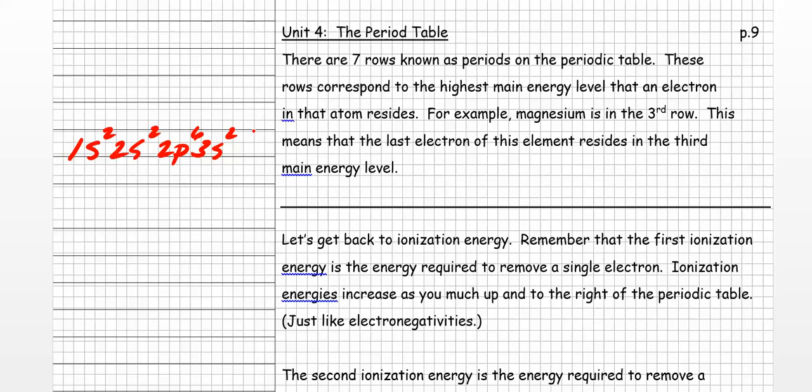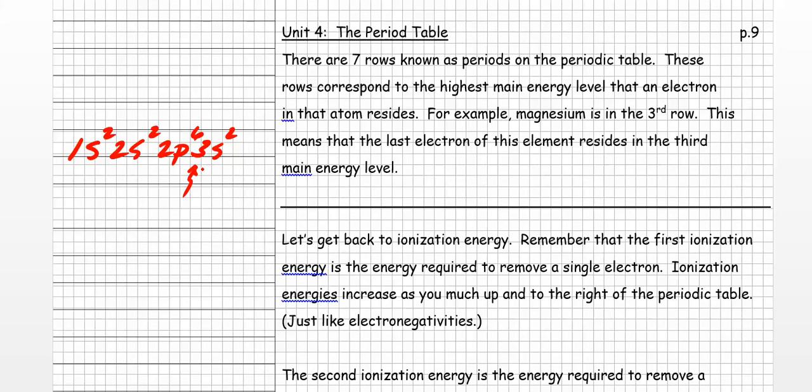So what do we now know? We now know that the main energy level corresponds to the row on the periodic table. That 3 means that the last electron is in the 3rd main energy level, and that 3rd main energy level corresponds to the 3rd row on the periodic table.